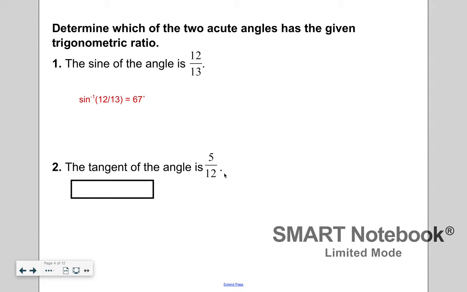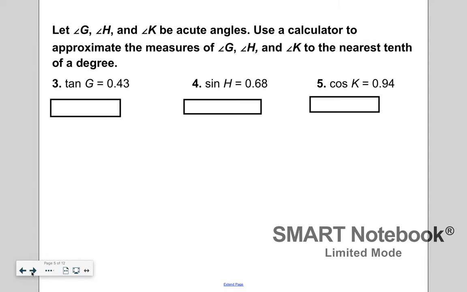Okay, for this one, I know the ratio of opposite to adjacent leg is 5 over 12. Well, there's only one angle that has this ratio when you do opposite to adjacent leg. So we're going to do inverse of tangent. Inverse gives you angles. So inverse tangent, because that's tangent, of 5 over 12, and you get about 22.6 degrees. Over here, it's the exact same idea. You're just plugging in a decimal instead of a fraction. So what I would encourage you to do is push pause and try to do these on your own.